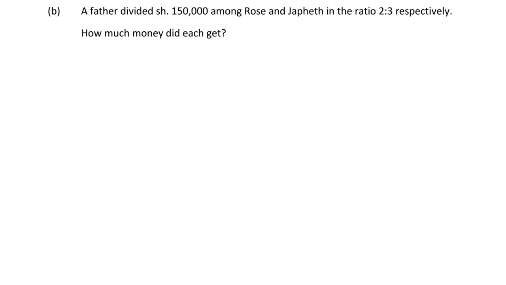Part B: a father divided shillings 150,000 among Rose and Japheth in a ratio of 2:3 respectively. We are supposed to find how much money each one got. Okay, so this is a ratio problem. First we are going to sum the ratios. Then we take 2 plus 3, which gives us 5.